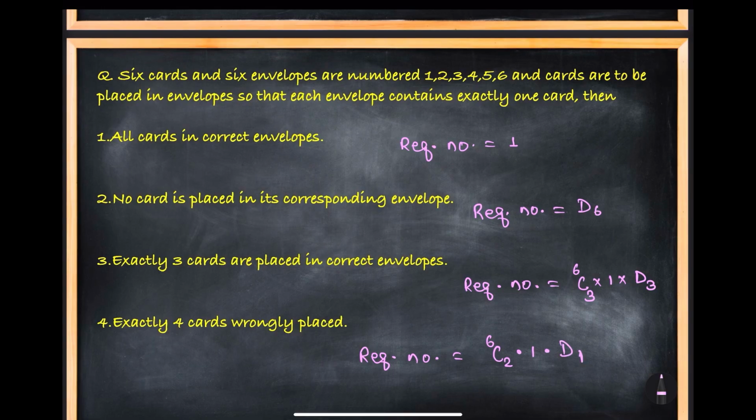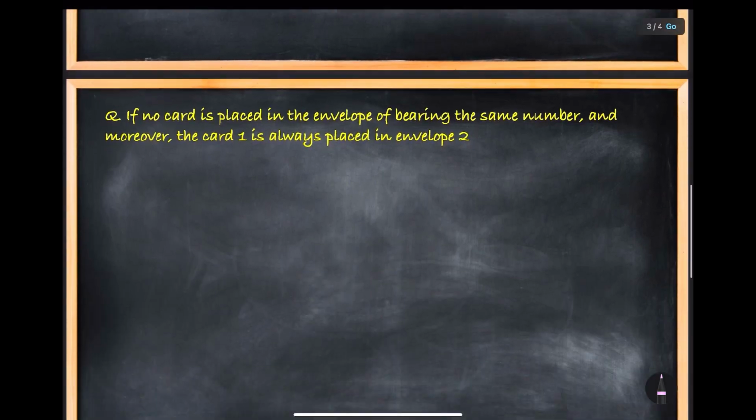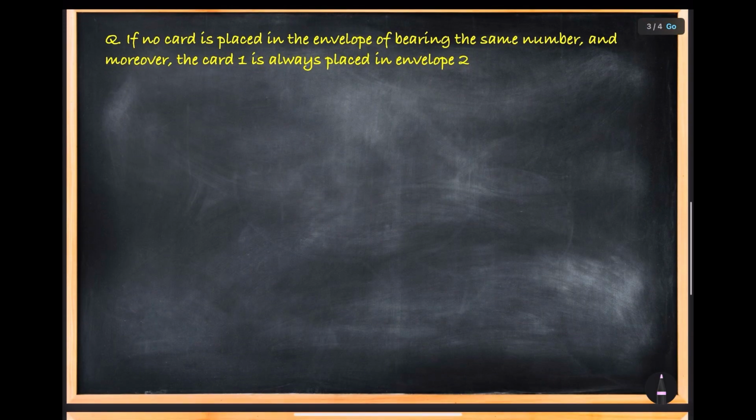So we will go with D4 ways. Okay, I hope this is clear. Now look at this question. If no card is placed in the envelope bearing the same number, moreover, the card 1 is always placed in envelope 2.